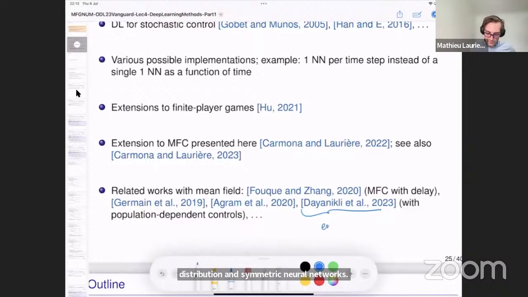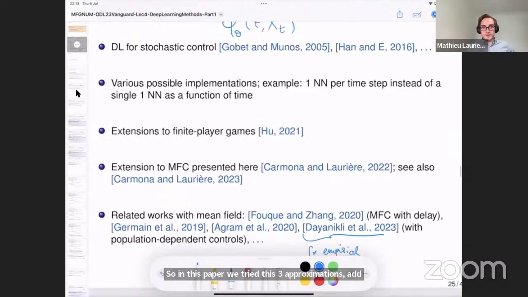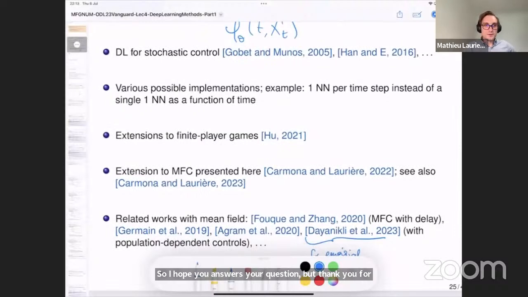You can use maybe empirical distribution. You can use maybe histogram. So you discretize space and then you approximate the distribution by the values at some points. And maybe you can also use moments. So we have seen that in general, moments are not enough, but it can be a relevant approximation in some models. So in this paper, we tried these 3 approximations, added them to the neural network and saw whether it converges. So I hope this answers your question, but thank you for your question, because I was about to skip this slide inadvertently.